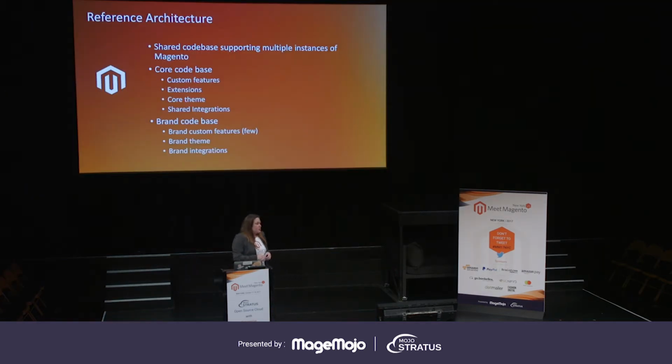A reference architecture is when we do a shared code base that supports multiple instances of Magento. So we have a core code base. It has all those custom features that your brands are sharing, all the extensions, and a core theme, and any shared integrations. But then each brand can have their own code base on top of that, where they have some of their customizations, which should be very few. But then they have their theme, so they have their unique look and feel, and they have any of their integrations.